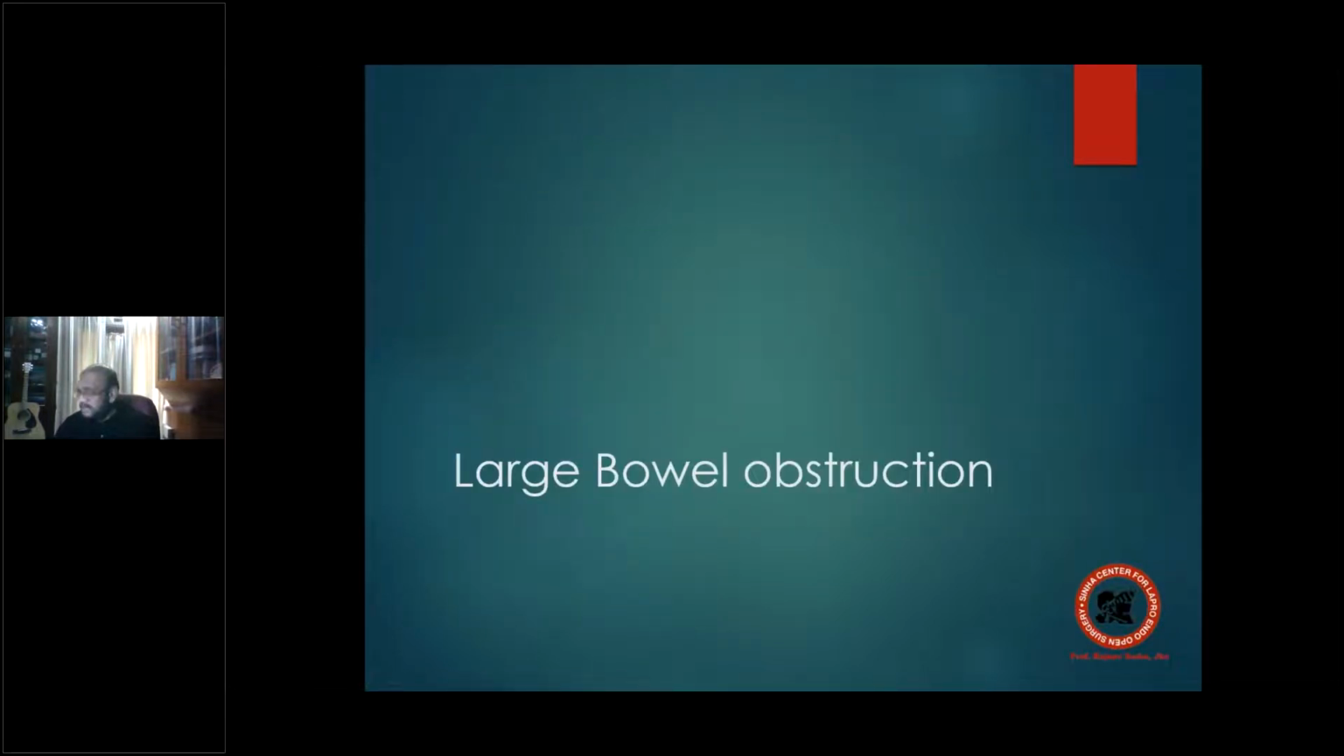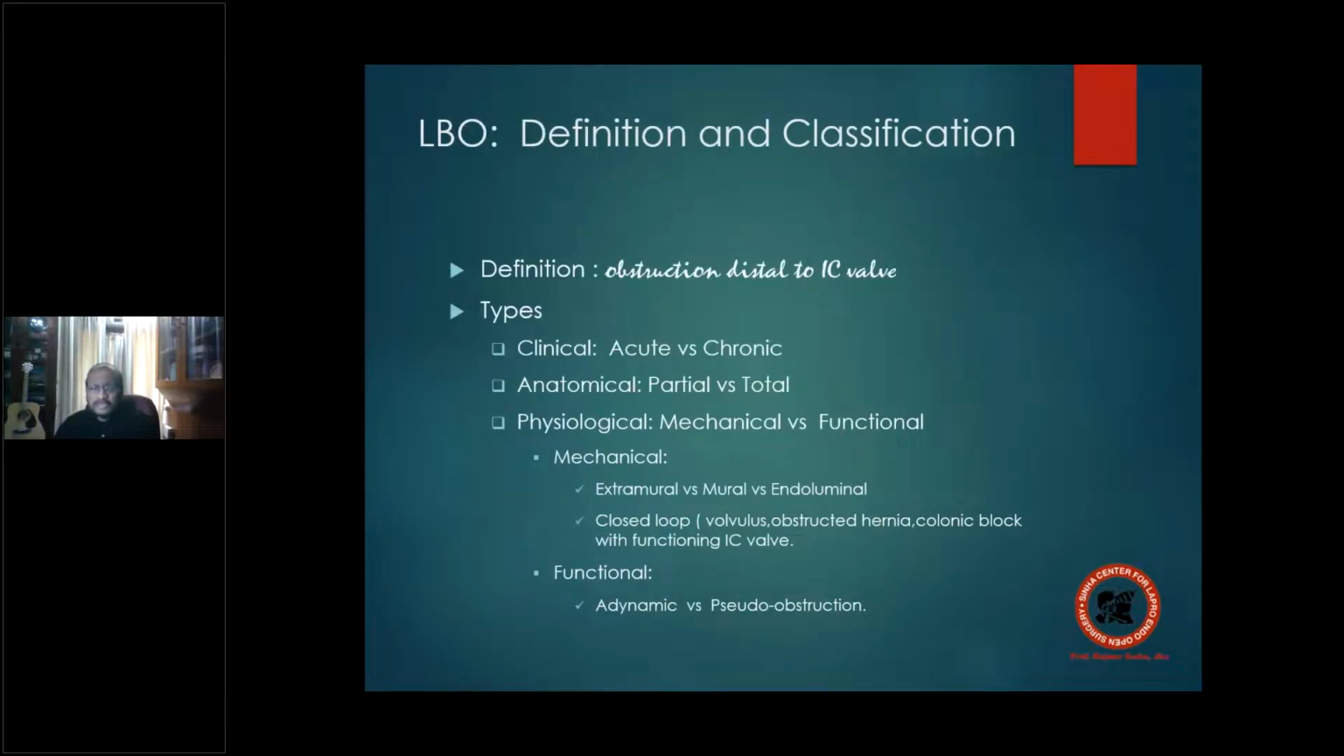Now coming to the last part of obstruction, and that's large bowel obstruction. If you classify large bowel obstruction, the definition is obstruction distal to the ileocecal valve. The types can be various. You can do clinical types, acute or chronic. You can do anatomical typing, partial versus total, or physiological types, mechanical versus functional. Mechanical means there is either a luminal block, a mural block, or an extramural block. So you can have extramural, mural, and luminal.